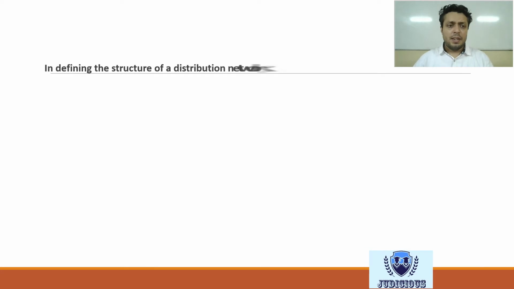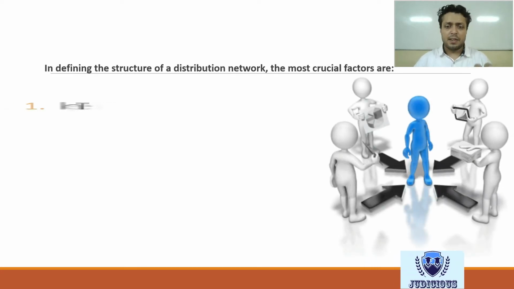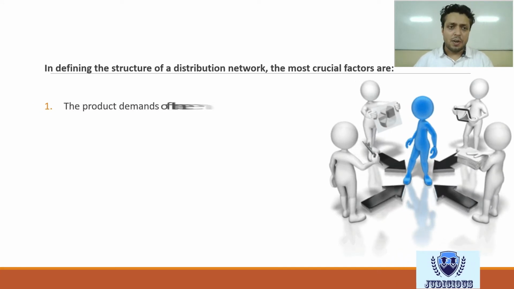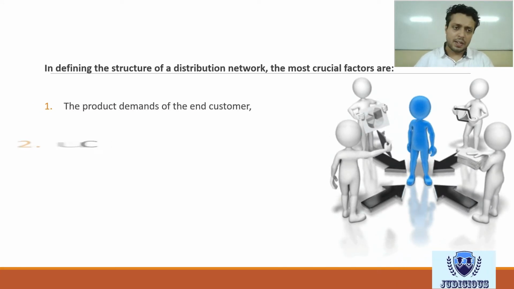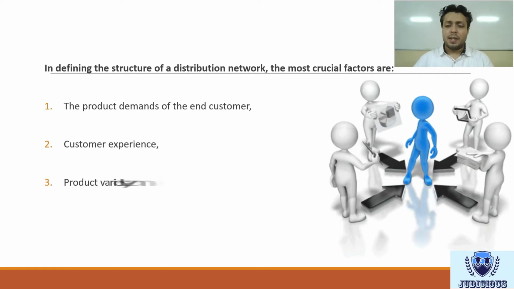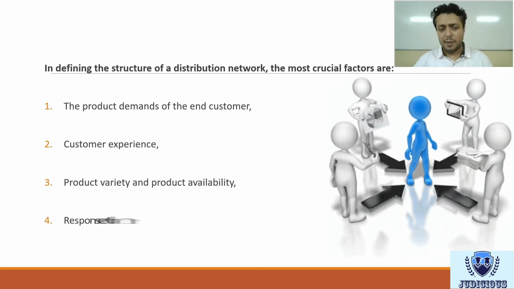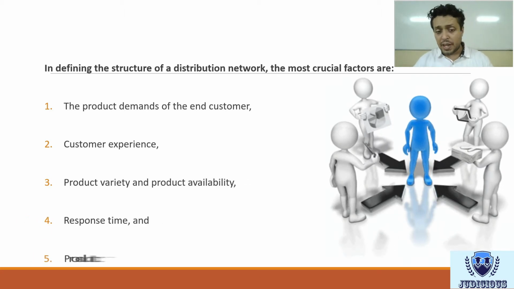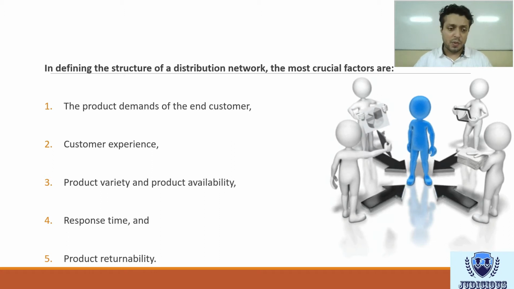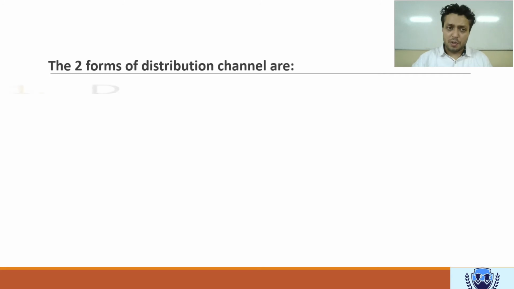Now, there are certain factors that must be kept in mind when any company is trying to decide or define its distribution network. First is the product demand that comes from the customer, the overall customer experience, the variety of products and their availability, the response time of the company towards a customer's query, and the last is product returnability. This is in continuation to the point number one.